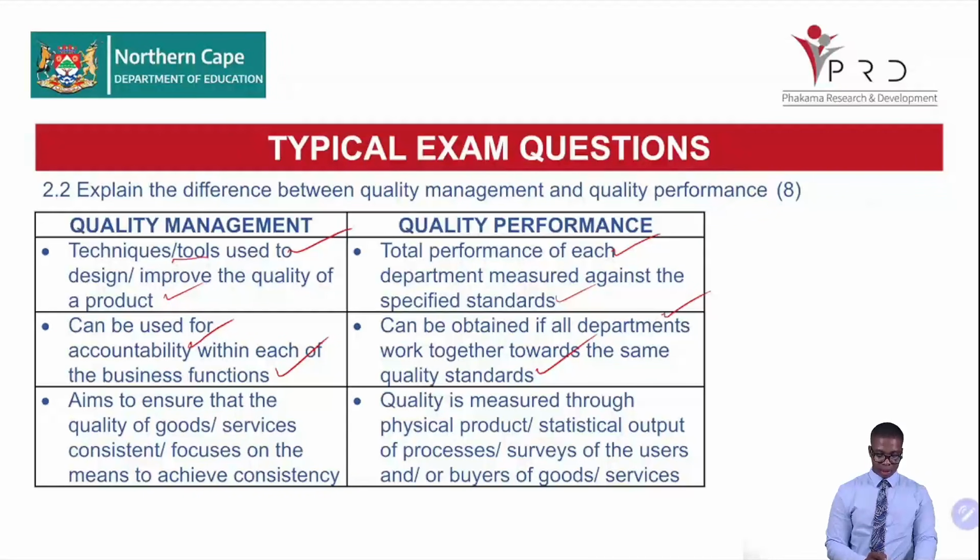The aim of quality management is, when you use the tool and technique and it is used by the entire business, the aim is to achieve what? The aim is to ensure that good quality goods or services are consistent, and it focuses on achieving consistency. But with quality performance, we say quality can also be measured by looking into the physical product, the statistic output or surveys of the goods or service.